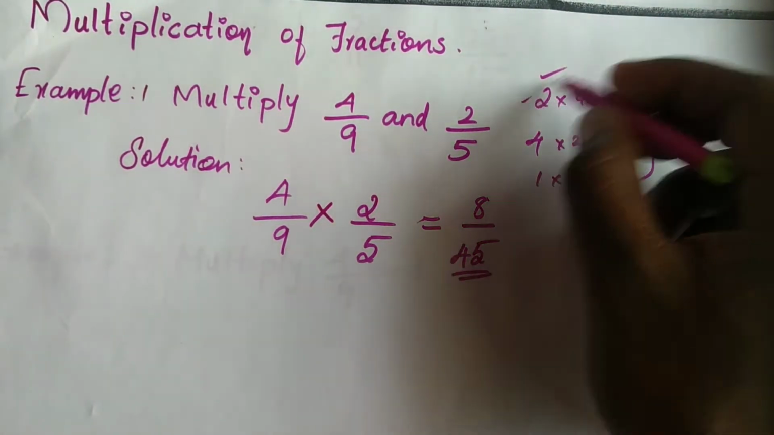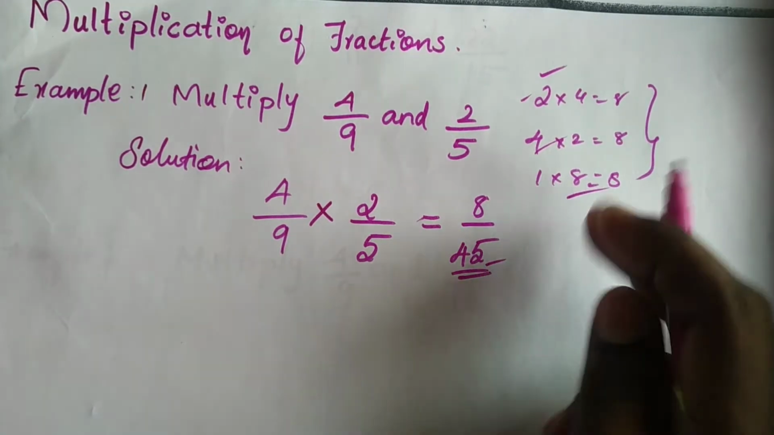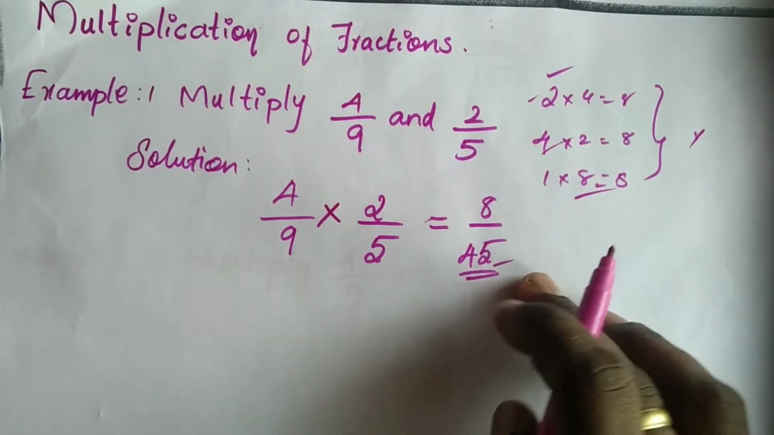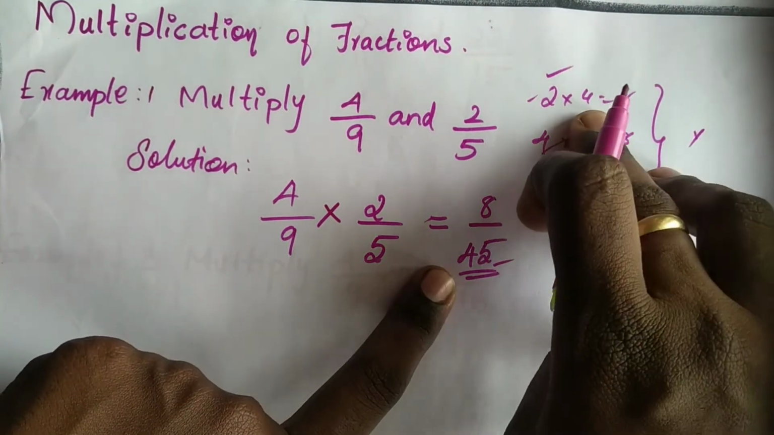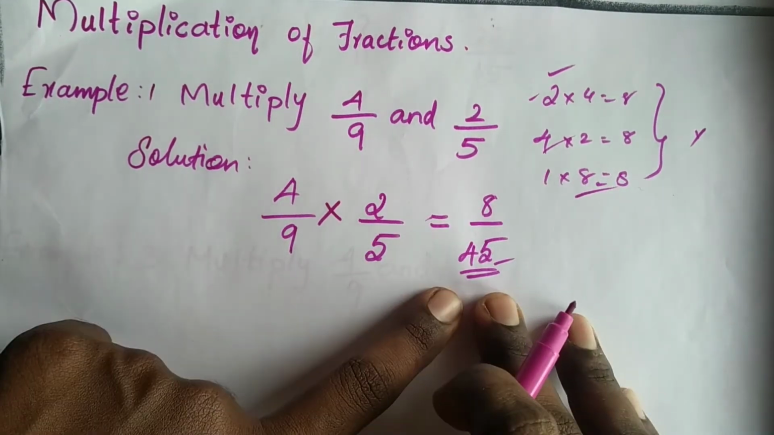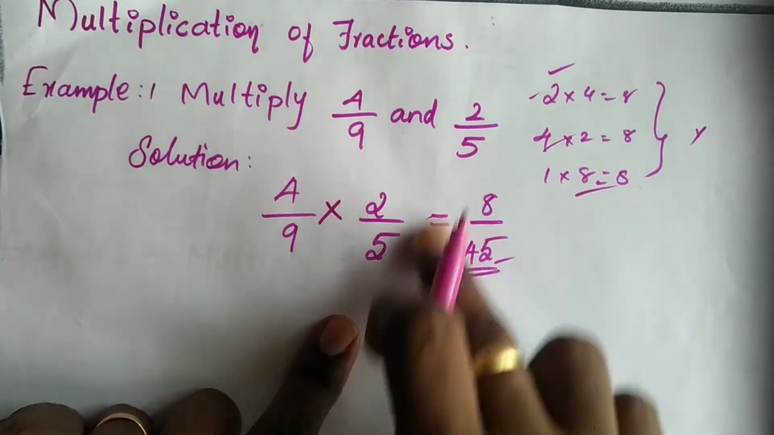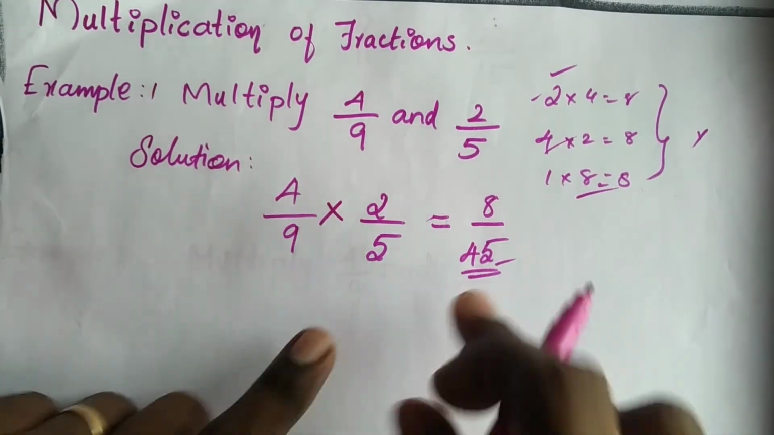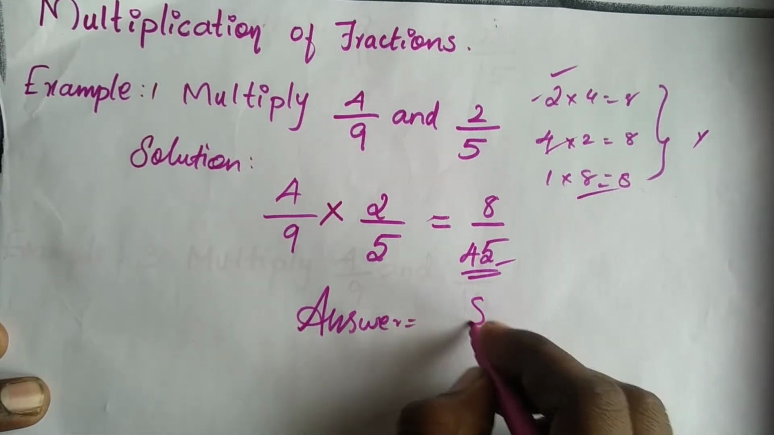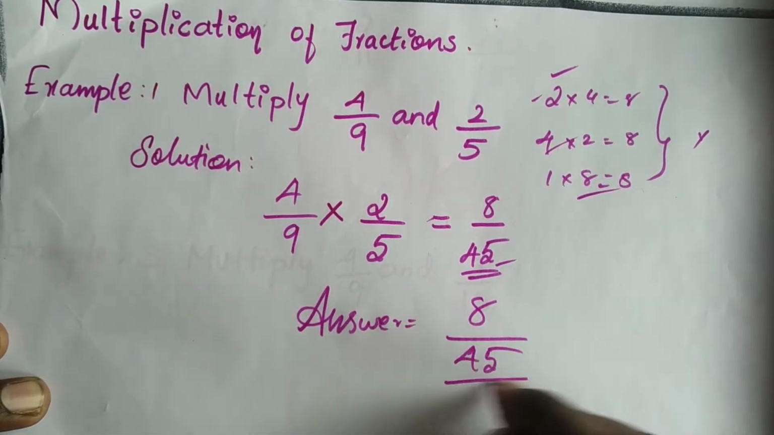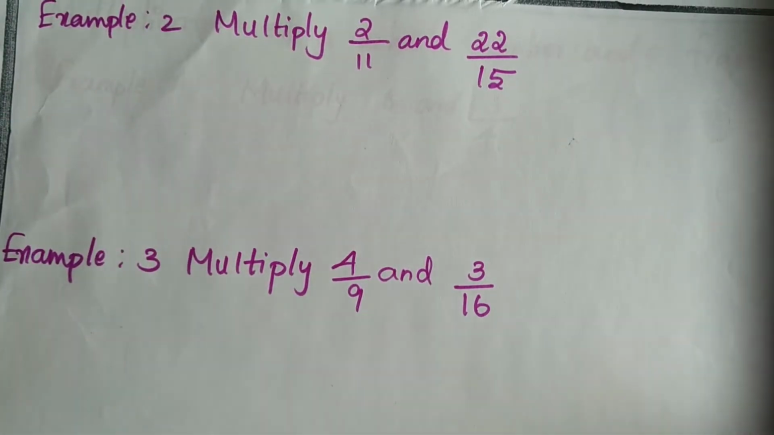Whether in the 2 table, 4 table or 8 table, can we find 45? In the 2 table, is 45 there? No, because 2 is an even number and 45 is an odd number. Again the 4 table, is it possible to find 45? No. Again the 8 table, no. So we can't reduce this fraction to its lowest term. So the answer is 8 by 45. Move on to the next problem.